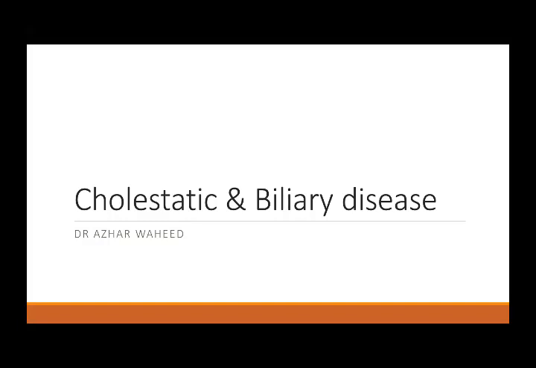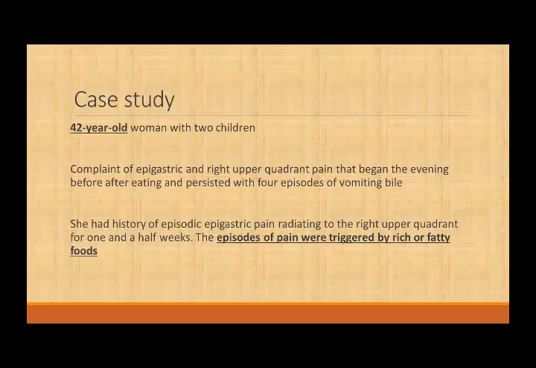So we will start with cholestatic and biliary diseases. First of all, we're going to go through one case study. As you can see, a 42-year-old woman with two children came in with complaints of right upper quadrant pain and epigastric pain. It mainly happens when she eats food and persisted with some vomiting. She vomited bile. She had a previous history of episodic radiating pain to the right upper quadrant for 1.5 weeks. The episodes were triggered by rich fatty foods.